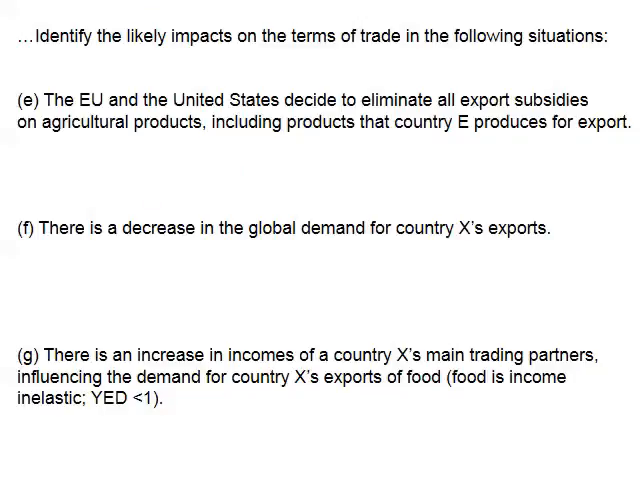And again, three more testers. The EU and the United States decide to eliminate all export subsidies. Well, if subsidies are removed, then the price of those goods will go up. So they're removing the export subsidies on agricultural products, including products that country E produces for export. So if the price of exports goes up, we know the terms of trade improve.